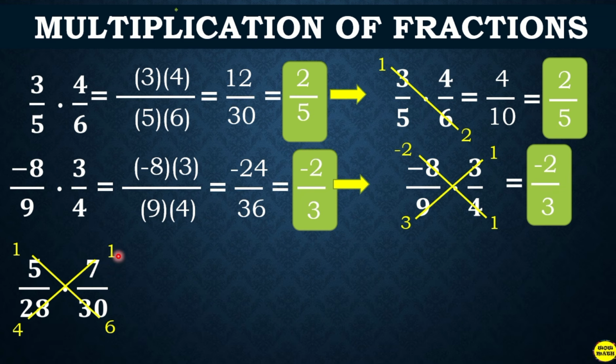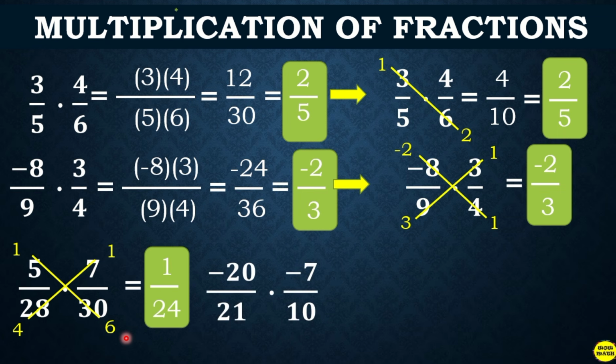So mas mababa na yung i-multiply natin. Instead of multiplying 5 times 7 and then 28 times 30, that's too big, 'di ba? Masyado siyang malaki. So, pwede natin munang i-cancel. And then yun, mas mababa na yung number natin. So, we will have 1 times 1, that is 1. And then 4 times 6, that is 24. So, this is our answer.